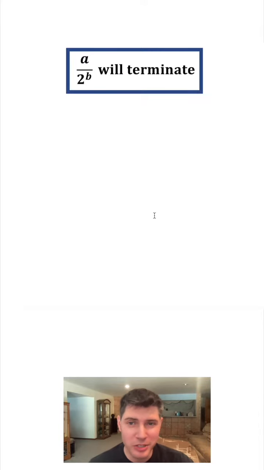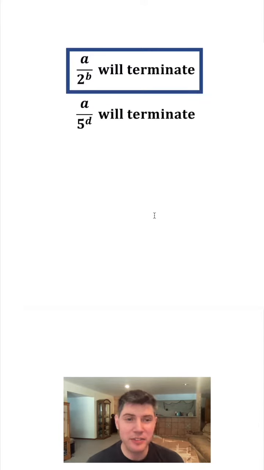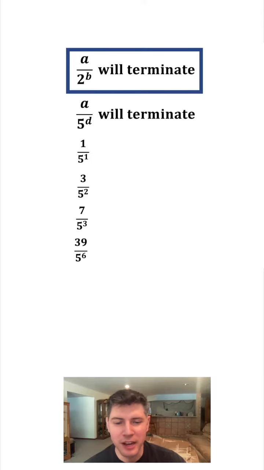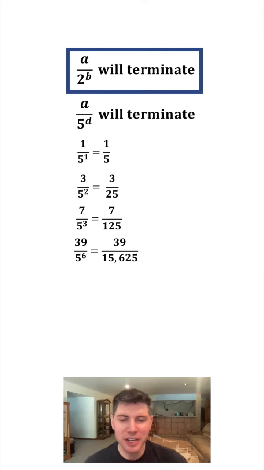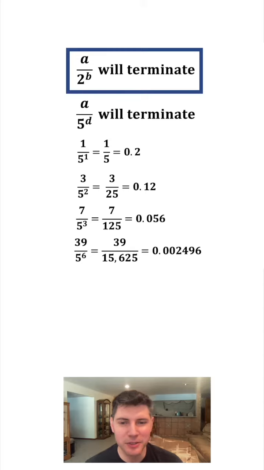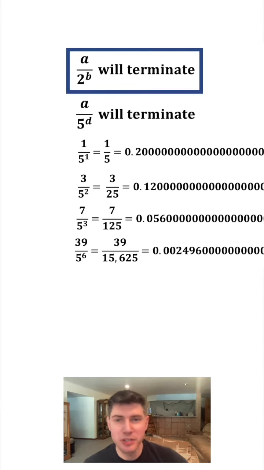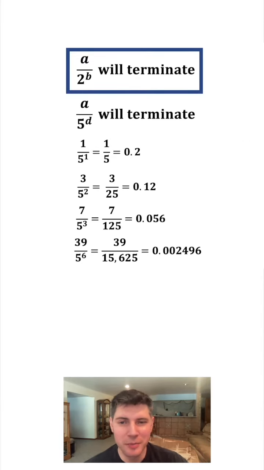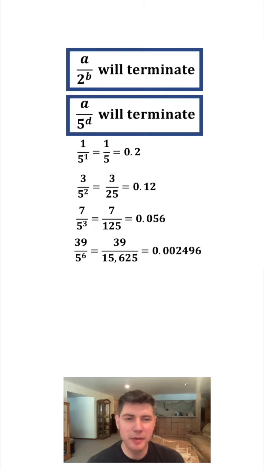Another form that always terminates is a over 5 to the d. Here are some arbitrary examples of that. Here they are written out as a fraction of integers, and here they are as their terminating decimals. Once again, all of these will just be zeros after that point. This isn't a proof, it's just a demonstration, but it's a fact that anytime you have a fraction of the form a over 5 to the d, that decimal will terminate.